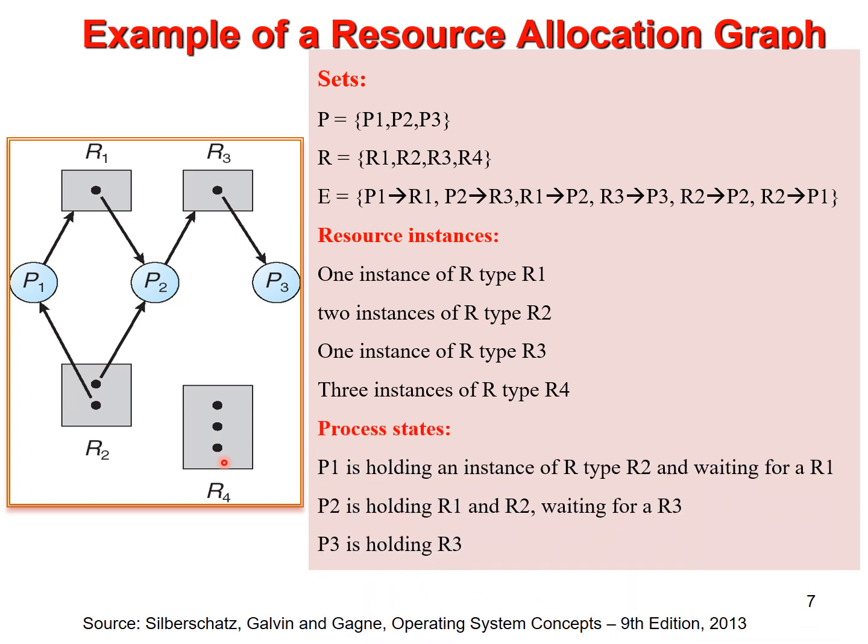If we want to describe the process states, for example P1, we can describe the process state which includes both the request and the assignment. So it has to be like this. P1 is holding an instance of resource type R2 and is waiting for R1. Coming to P2, P2 is holding resources of type R1 and R2 and is waiting for a resource type R3. Whereas P3 is holding a resource type R3.